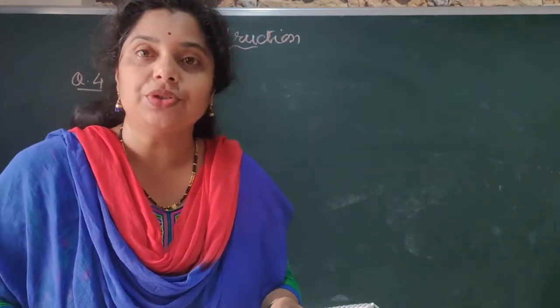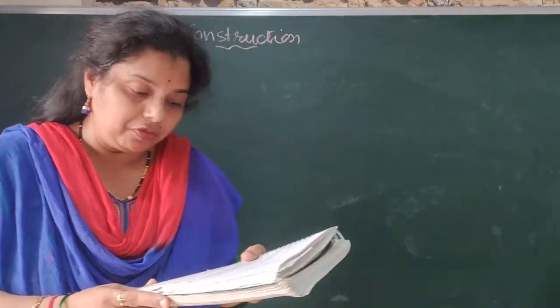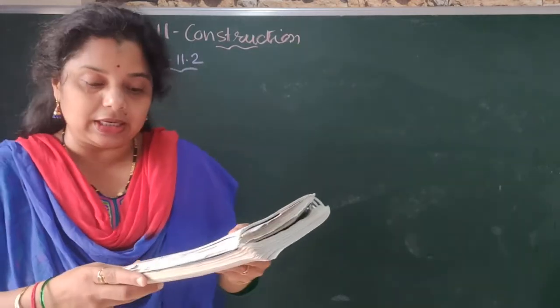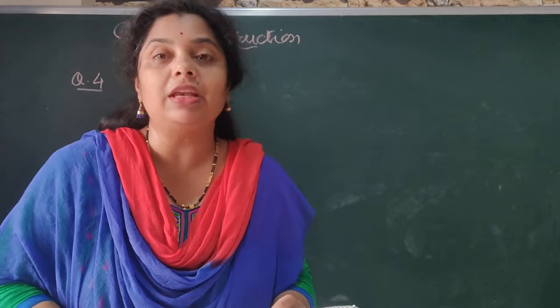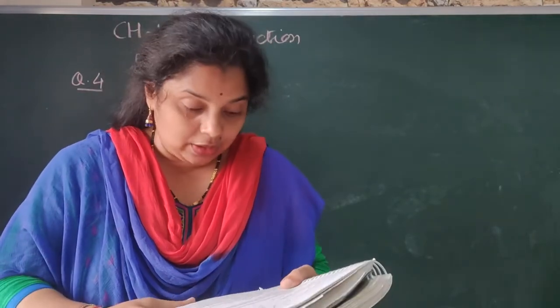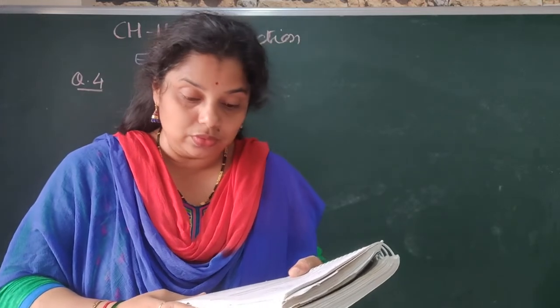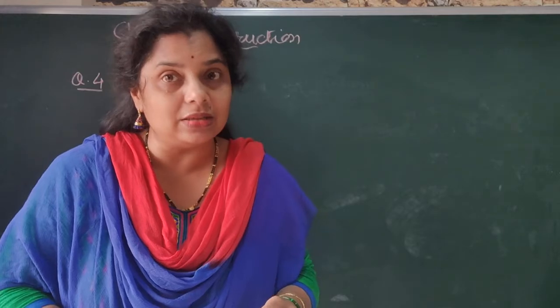Now let's start question 4. Draw a pair of tangents to a circle of radius 5 cm which are inclined to each other at an angle of 60 degrees. Very important question of the construction chapter. So how do we draw the inclined angle of 60 degrees between the tangents?